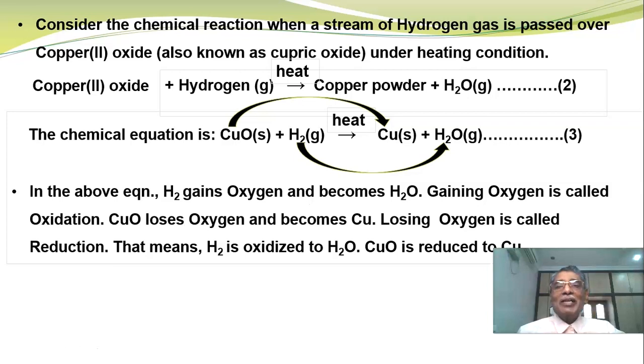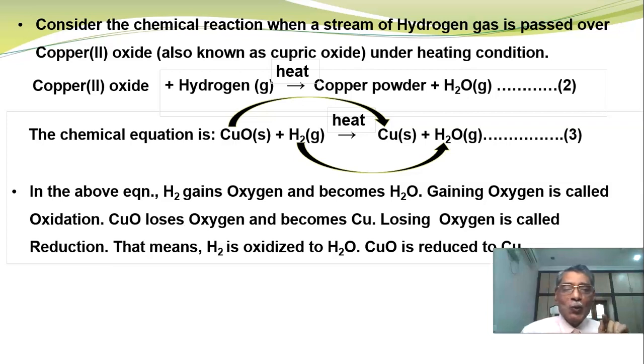Consider the chemical reaction when a stream of hydrogen gas is passed over copper 2 oxide under heating condition. The chemical equation is CuO plus H2 upon heating gives rise to Cu plus H2O. In the above equation, H2 gains oxygen and becomes H2O. Gaining oxygen is called oxidation.